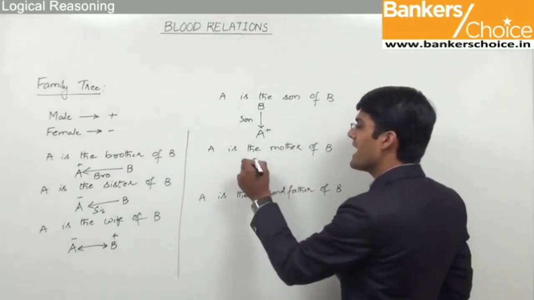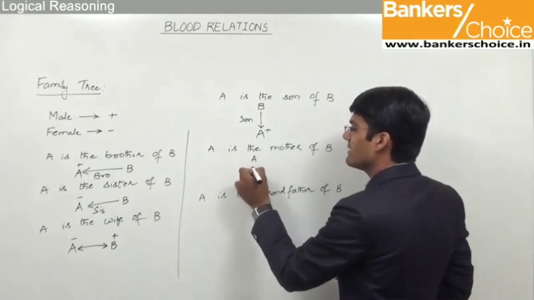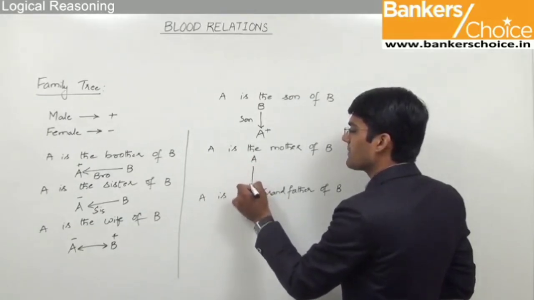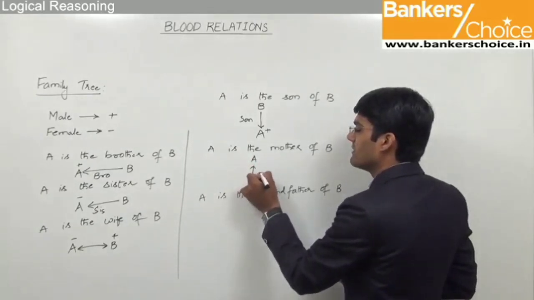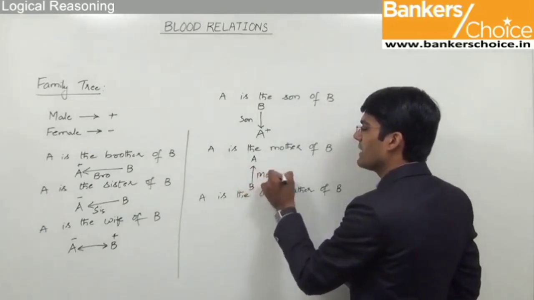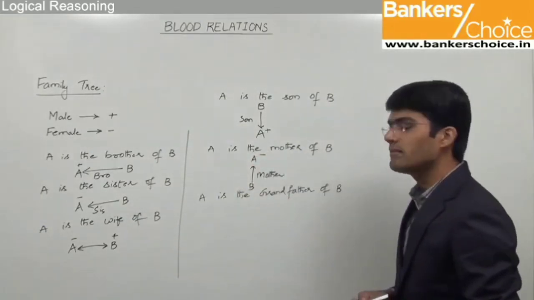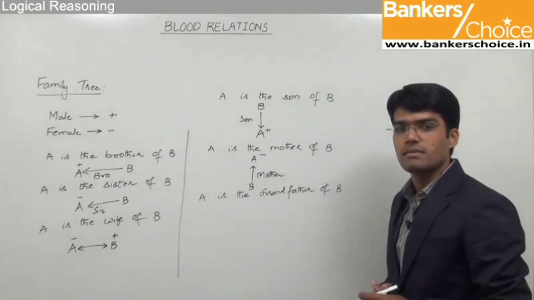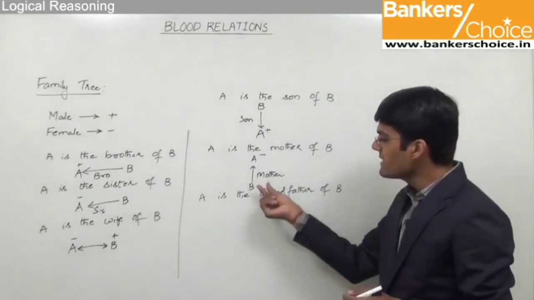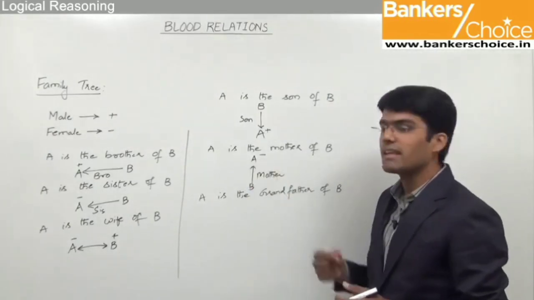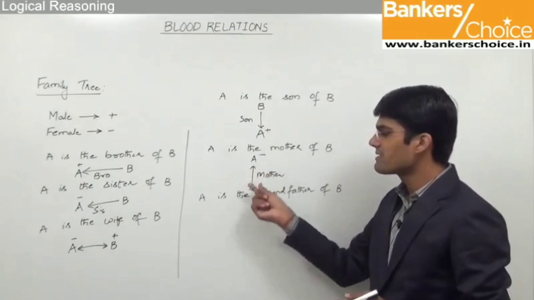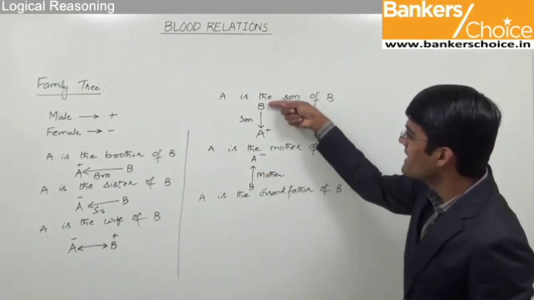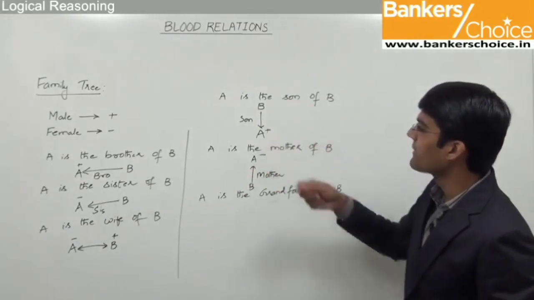We can simply say that A is the mother of B. So you can write mother here and put a negative sign, meaning that A is a female person. So as we can see, B's mother is A. That's how we try to understand the relationship. In the first case, we can say B's son is A.